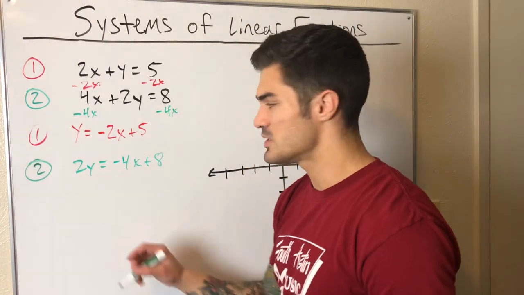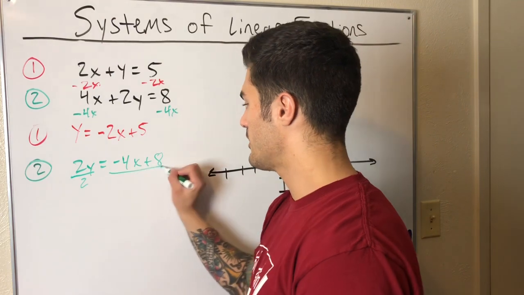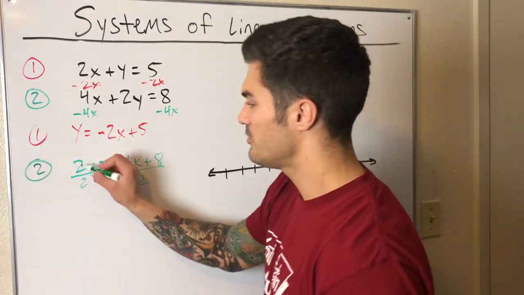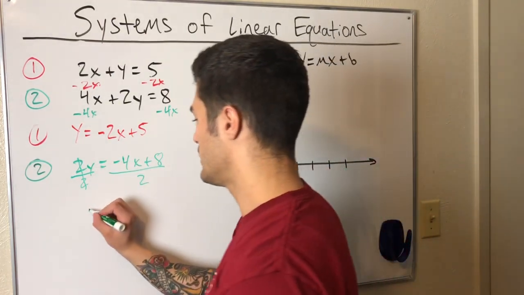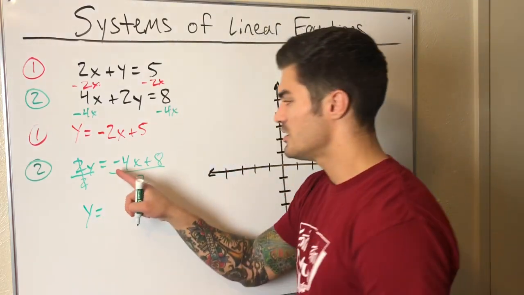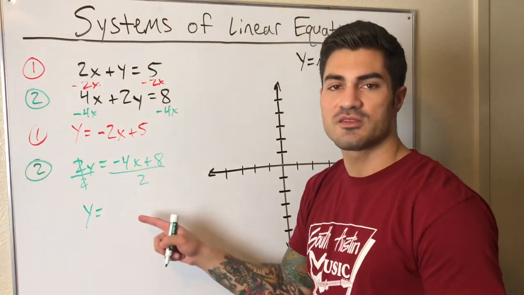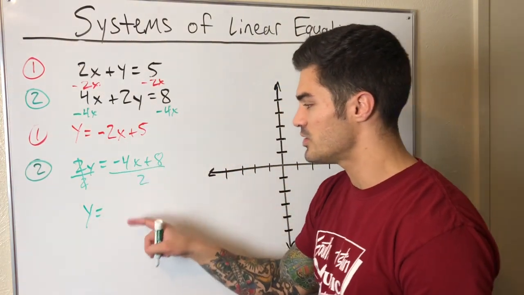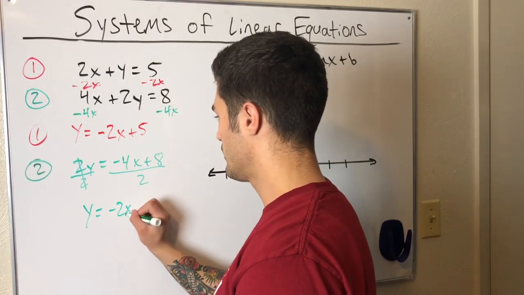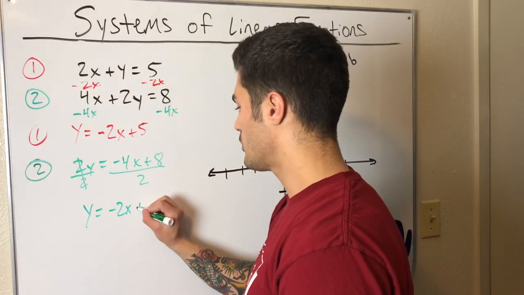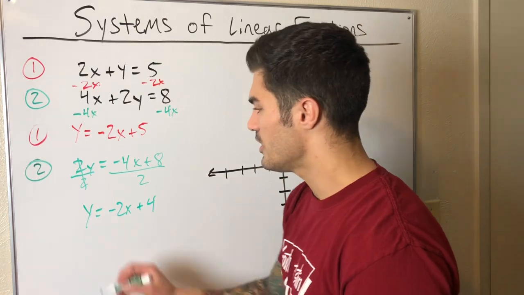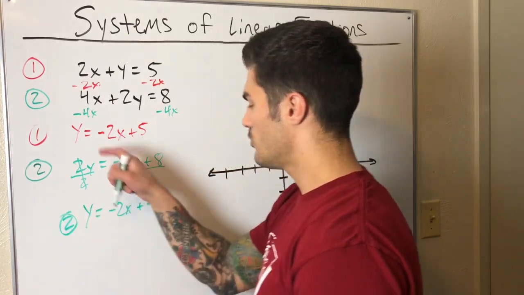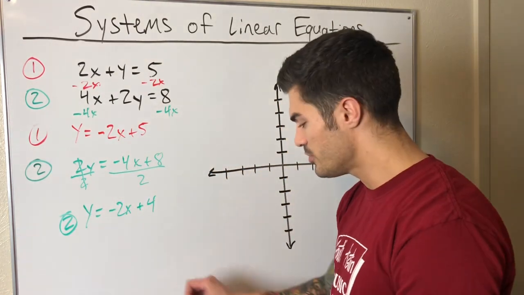So now all I have to do is divide both sides by 2 to get the y by itself, right? Now I'm left with y on the left-hand side equals -4x plus 8, but the whole thing is divided by 2. So -4x divided by 2 is -2x. 8 divided by 2 is 4. All right, so now I have my 2 equations, 1 and 2, and they're both in slope-intercept form.